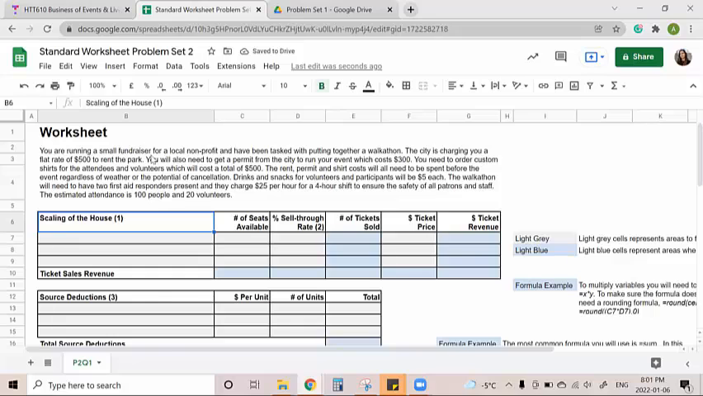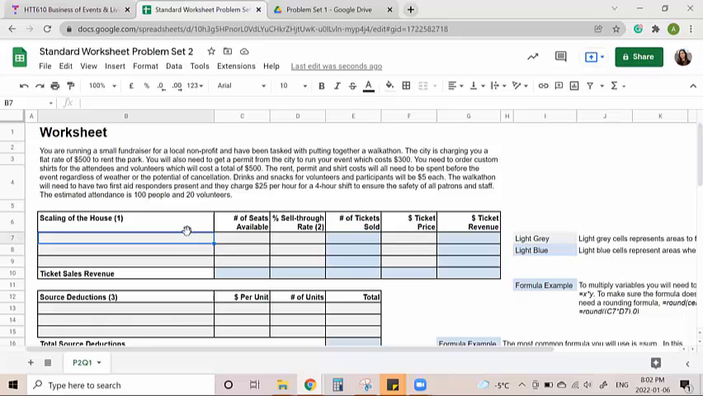So you are a small fundraiser for a local nonprofit and have been tasked with putting together a walkathon. The city is charging you a flat rate of $500 to rent the park. You will also need to get a permit from the city to run the event. That costs you $300, and you need to order custom shirts for the attendees and volunteers, which will cost you $500. The rent, permit, and shirt costs will all need to be spent before the event, regardless of the weather or the potential of cancellation.